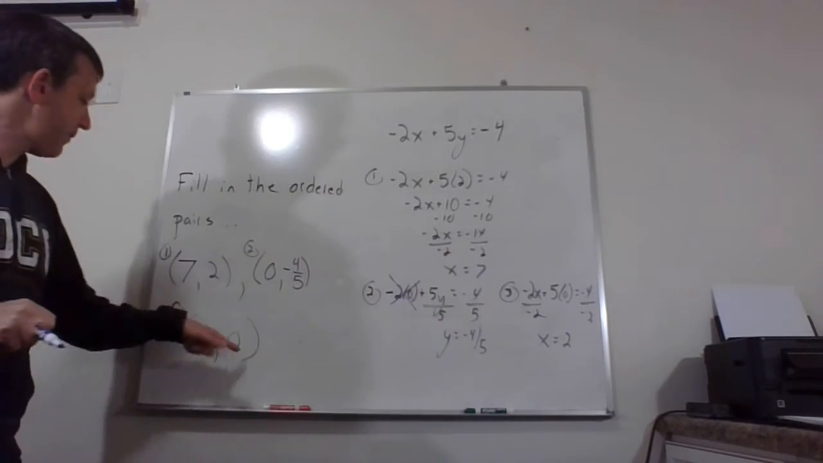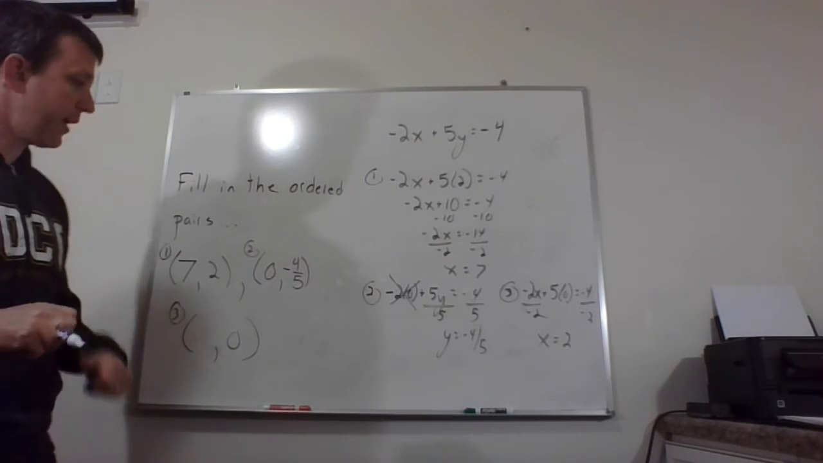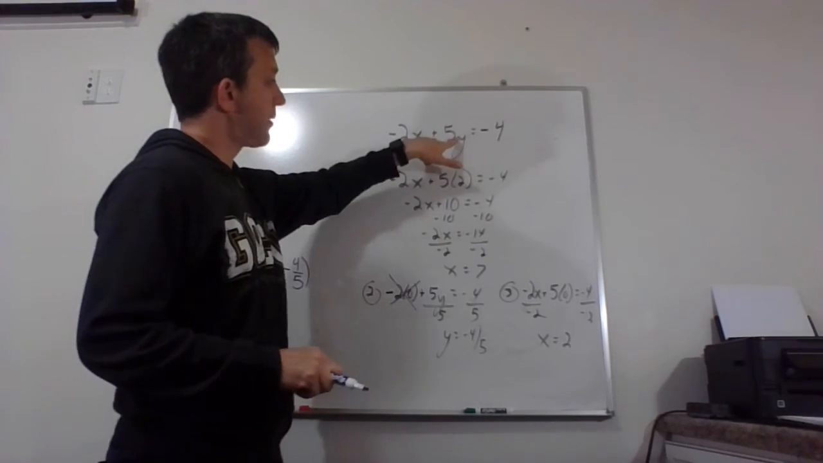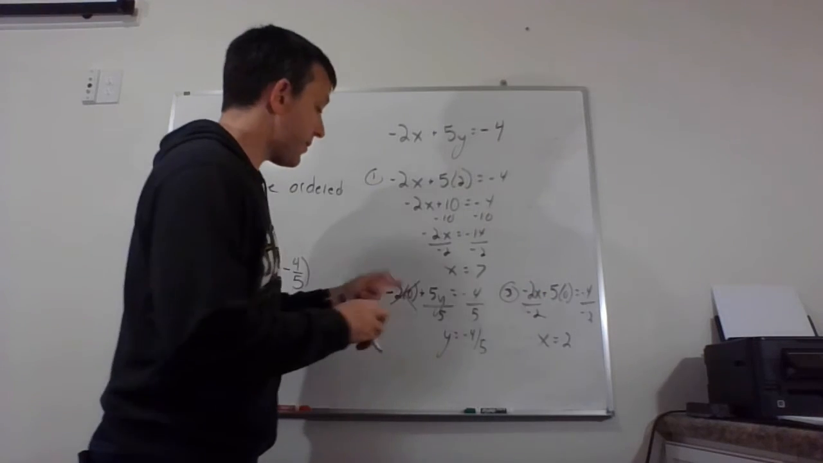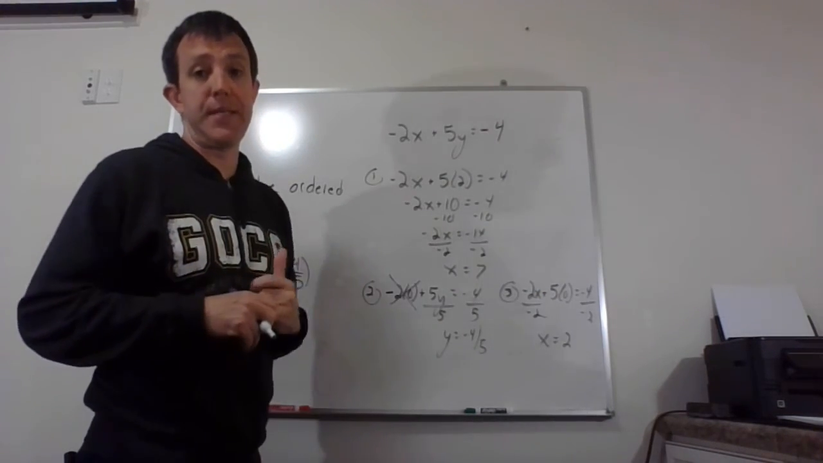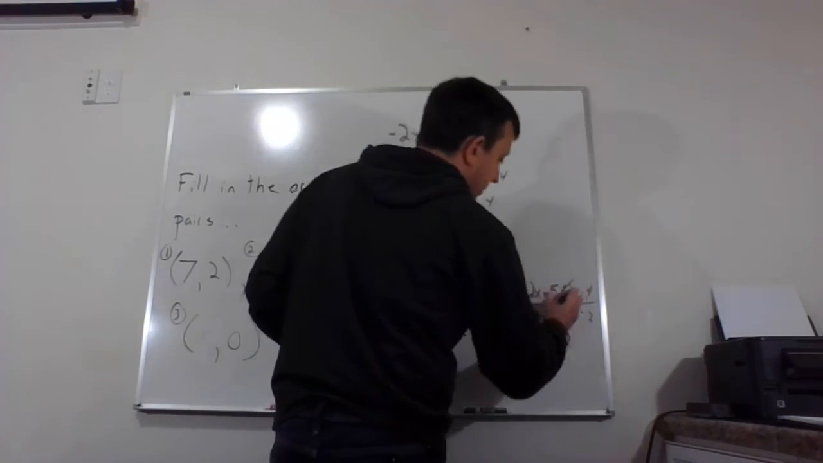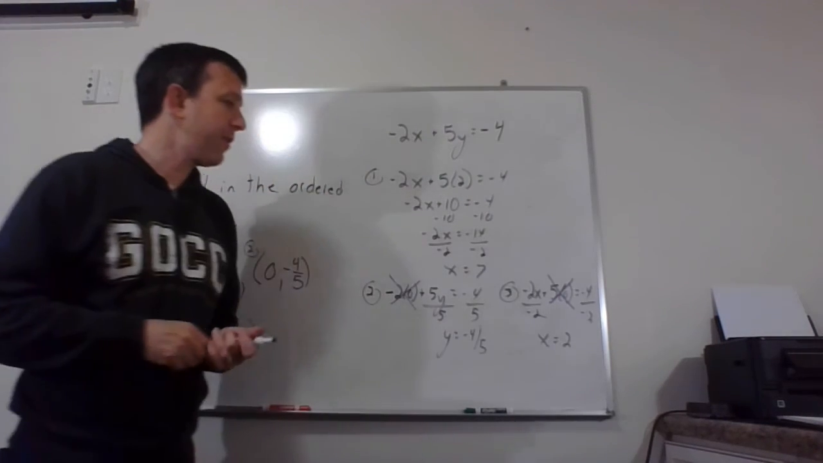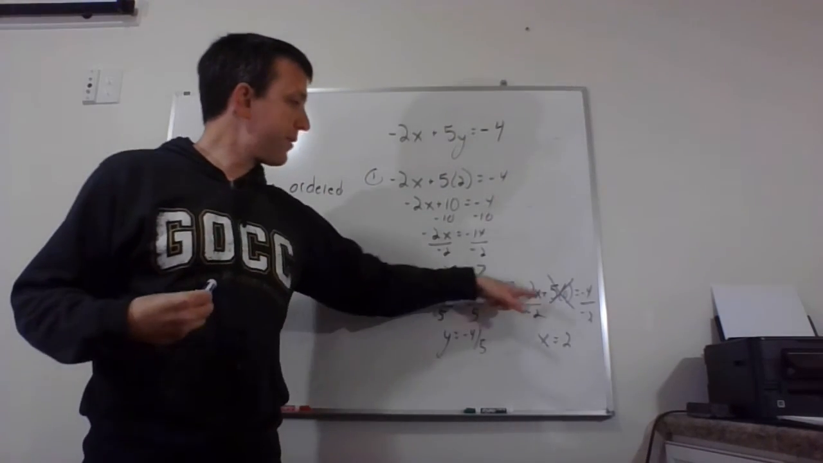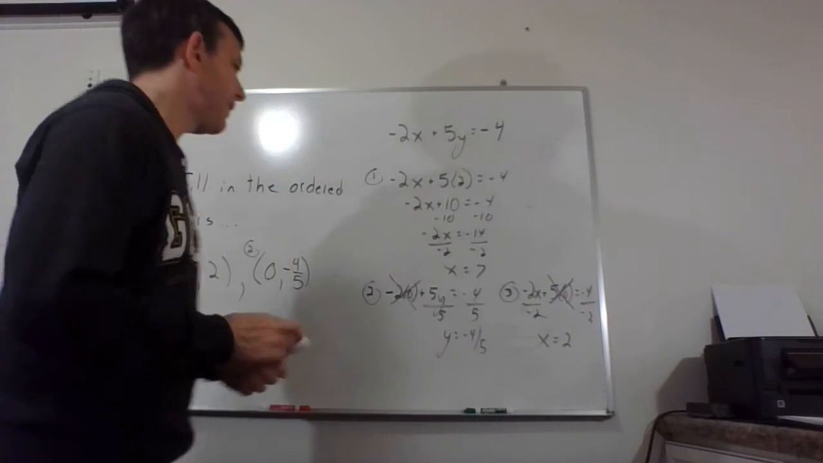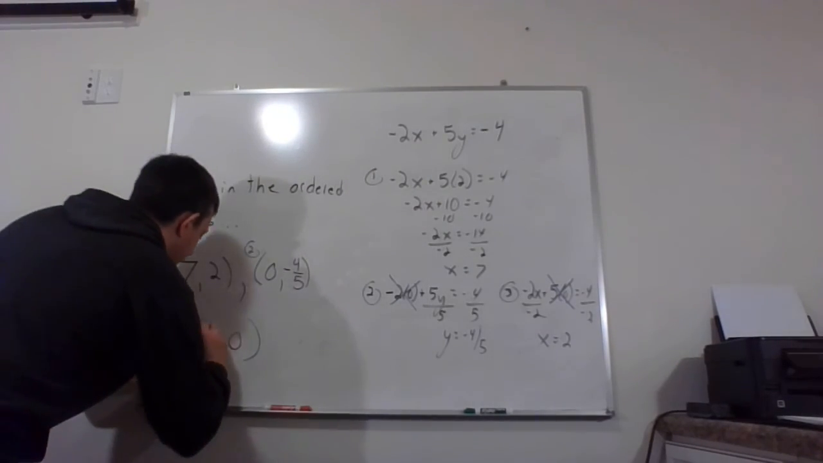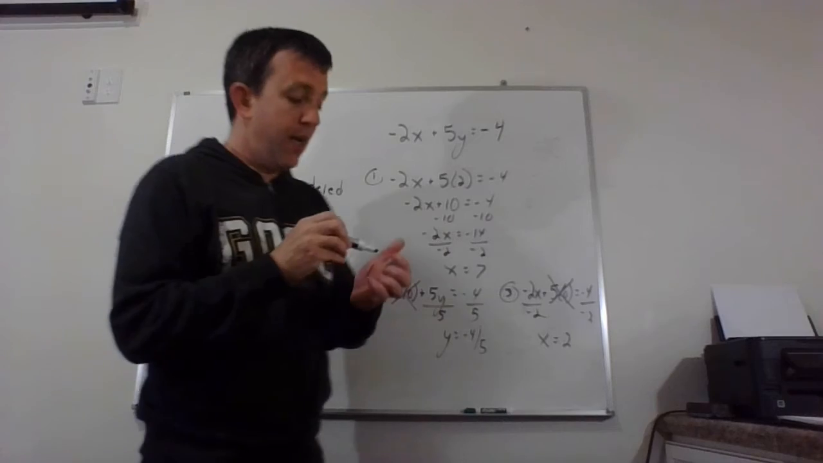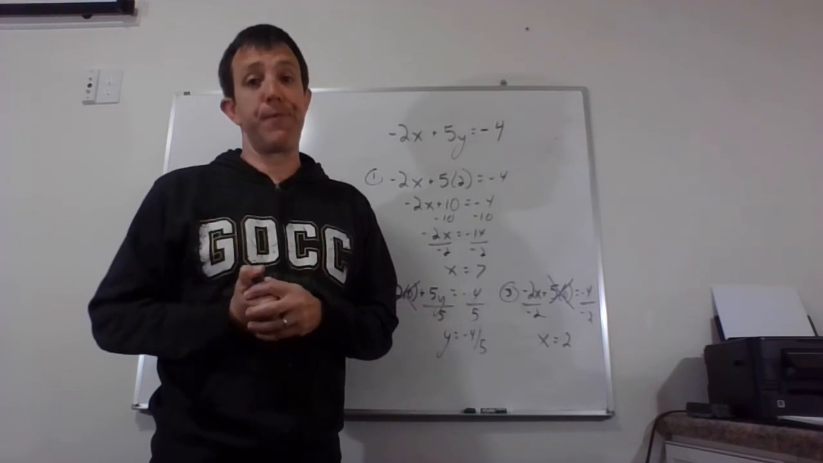Last one, this time I have 0 for y and a blank for x. So I'm going to take the 0 and put it in for y, and just like on the last one, 0 makes things easy. Anything times 0 is 0, that piece is just going to drop out. So I have negative 2x equals negative 4, I divide both sides by negative 2, and I get an x value then of 2. And that's really this entire section.